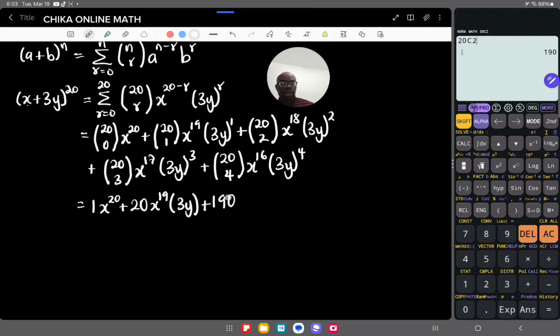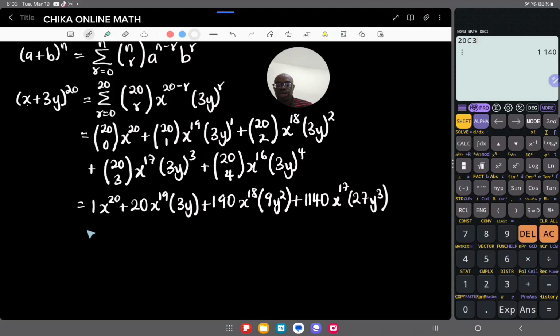So we have 190 x raised to power 18, then 3y squared is what? 3 times 3, 9. So 9y squared, okay? Plus, then next is 20 combination 3, okay? And 20 combination 3 is 1140, okay? Then x raised to power 17, 3y all to power 3. And 3 raised to power 3 is what? 27. Okay, we have y raised to power 3, okay?